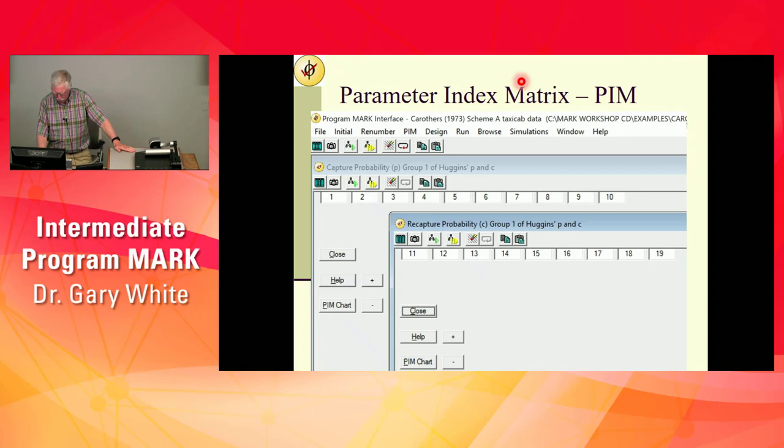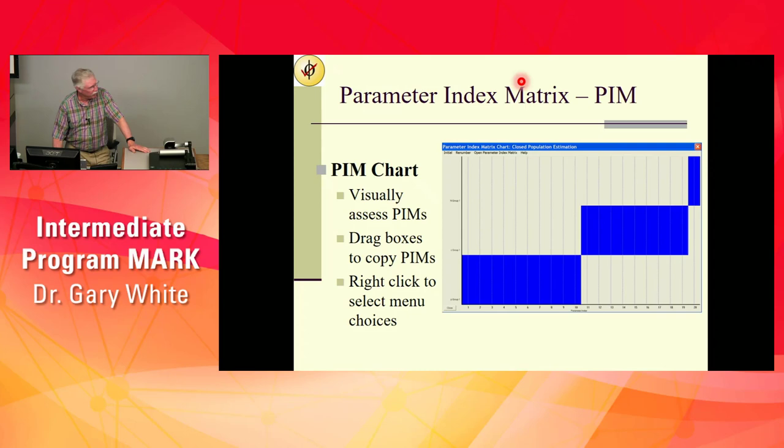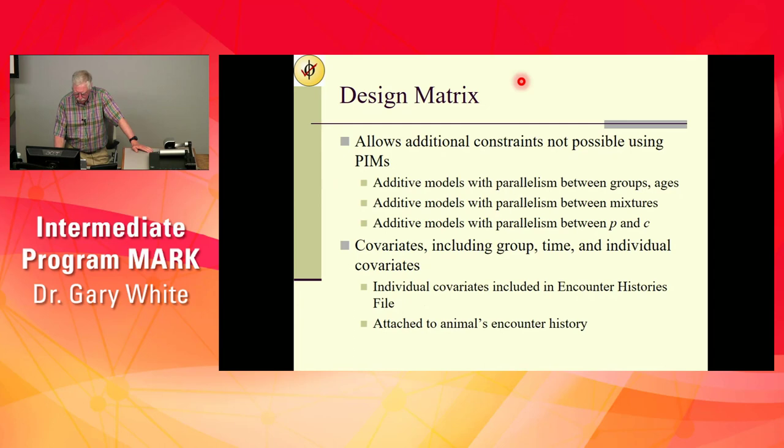And so you guys know about PIMs. You know all about how to manipulate PIMs. You know all about the PIM chart. There's a case where we got an N on the end of it, which would be a full likelihood model. You know all about the design matrix. Now, you know how to do parallelism and models on the logit scale. You know about covariates, individuals and others.